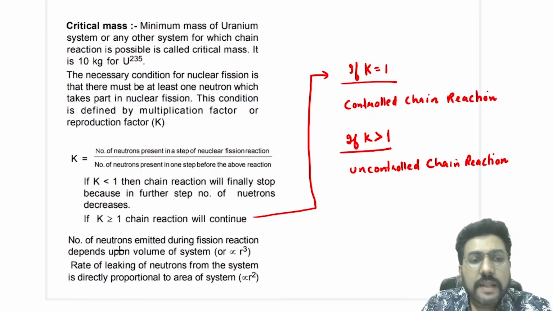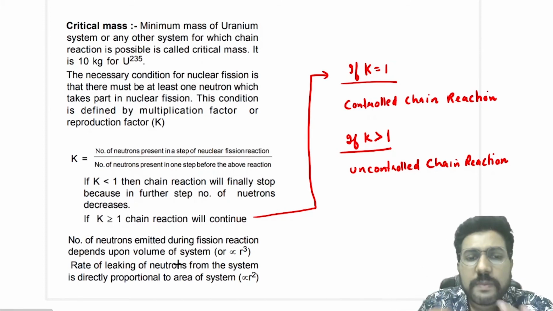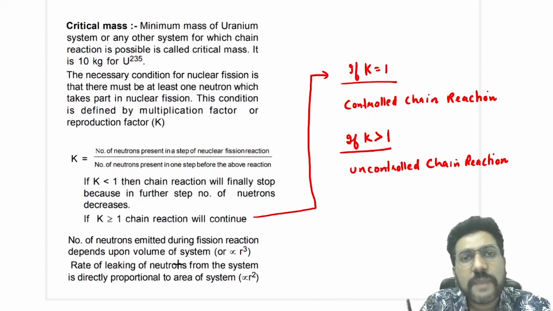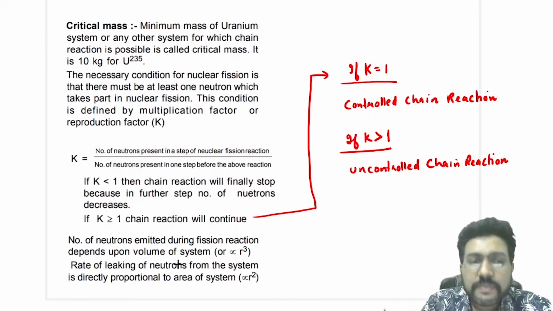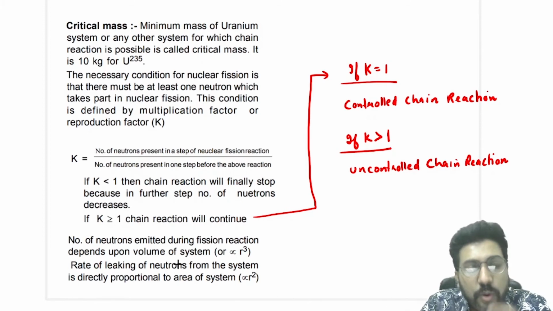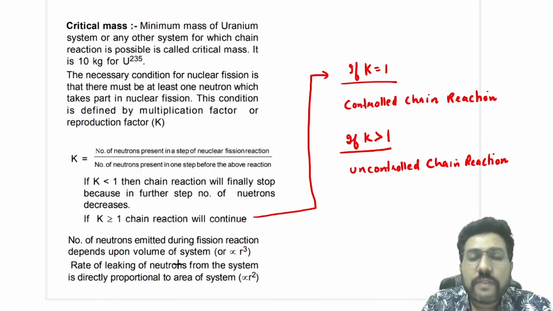Now, the number of neutrons emitted during a fission reaction depends upon the volume of the system. So how many neutrons will be emitted during a fission reaction will depend on the volume of the system, that is R cube. So the more the volume, the more is the number of neutrons emitted. Okay, we know that these neutrons also get leaked. Now the more the area of cross section, the more will be the rate of leaking. So the rate of leaking is directly proportional to R square. The more the radius, the more is the rate of leaking.